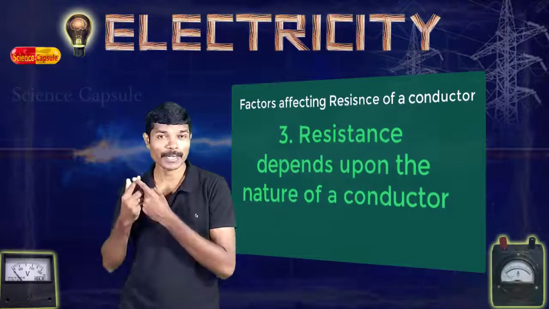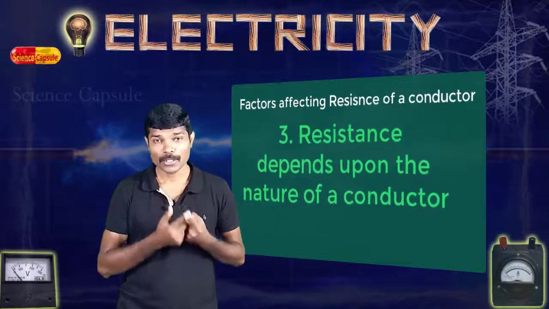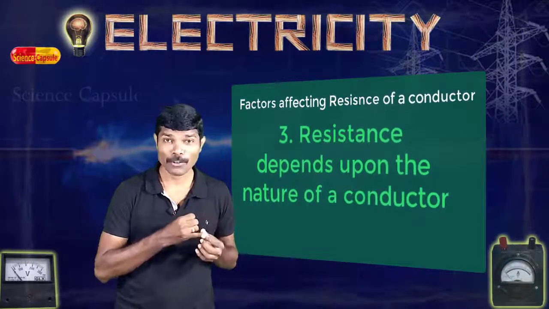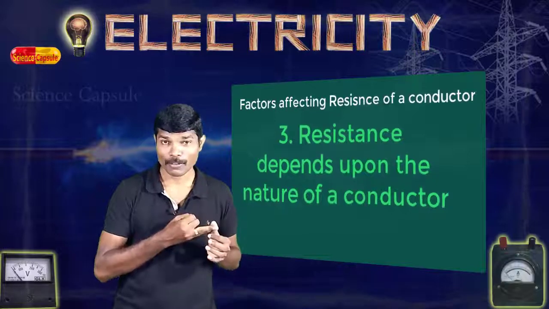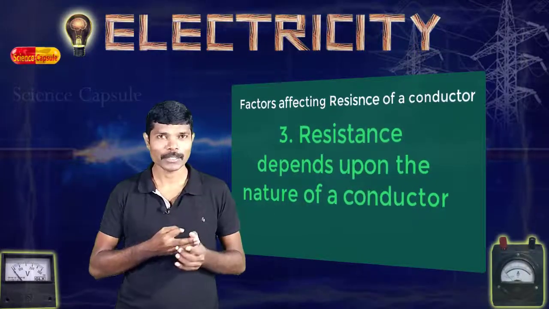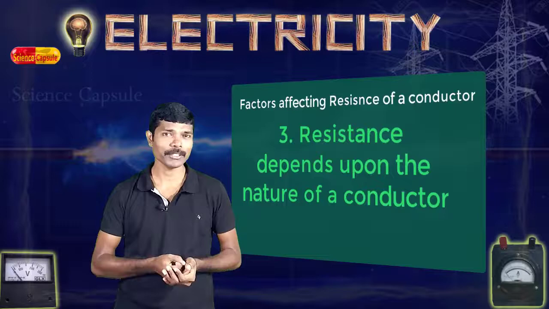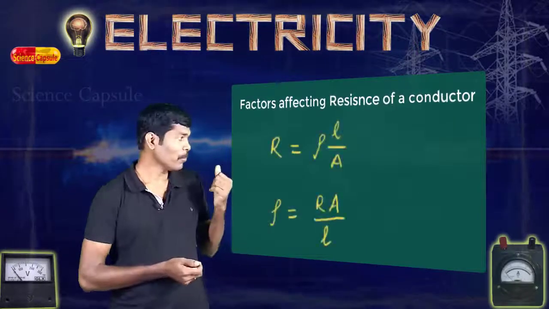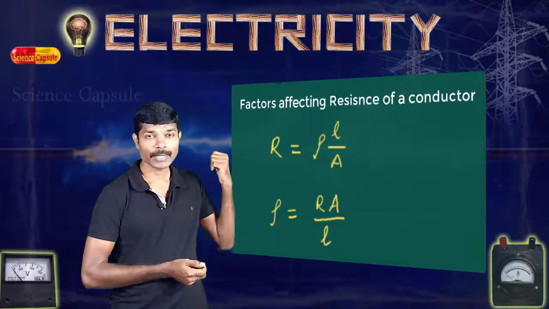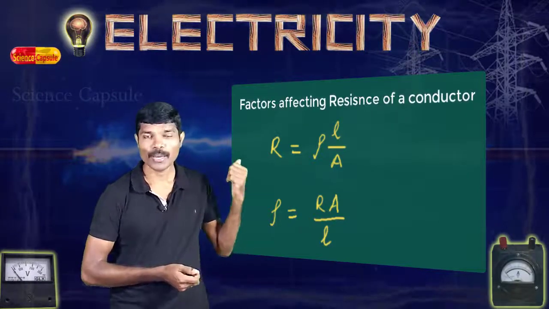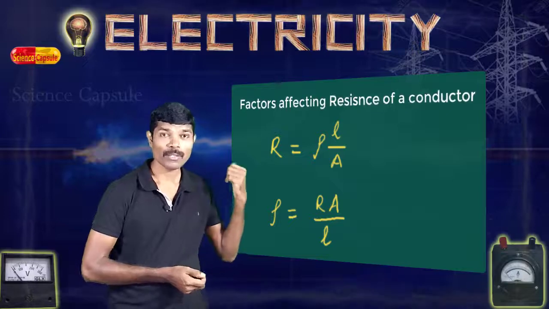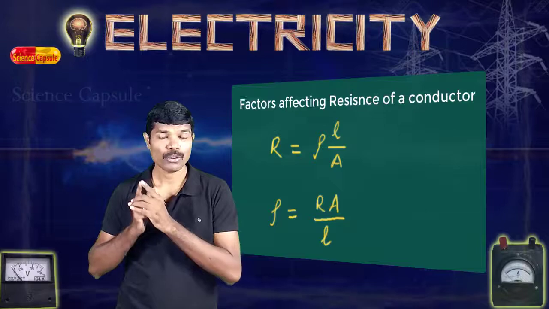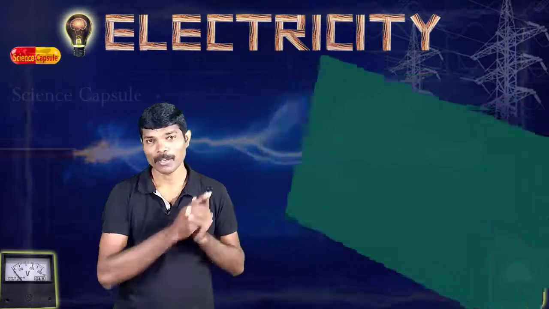So at a particular temperature, the resistance offered by a conductor will depend upon the nature of the material, the area of cross section and the length of the conductor. So these are the three important factors on which the resistance of the conductor depends. Now memorize these two formulas, that is R is equal to rho L by A and rho is equal to RA by L. These equations will help you to solve numerical problems based on resistance.